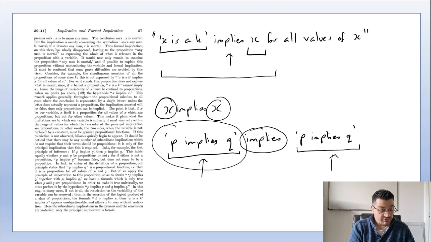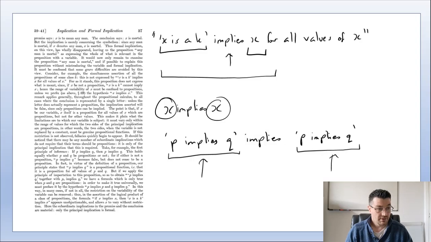If this restriction is not observed, fallacies quickly begin to appear. It should be noticed that there may be any number of subordinate implications which do not require that their terms should be propositions. It is only of the principal implication that this is required. Take, for example, the first principle of inference: if P implies Q, then P implies Q. So this is the example that I've just been looking at. This holds equally whether P and Q be propositions or not, for if either is not a proposition, P implies Q becomes false, but does not cease to be a proposition.